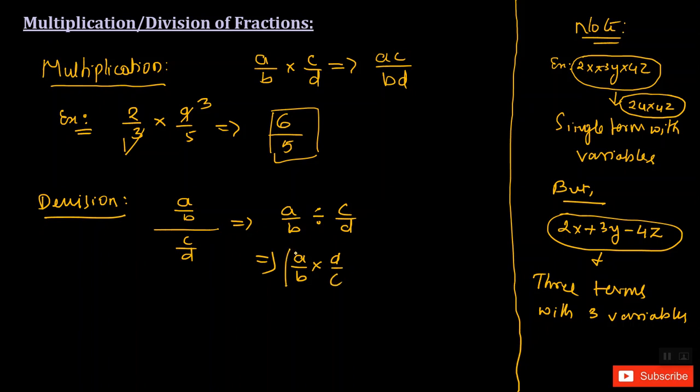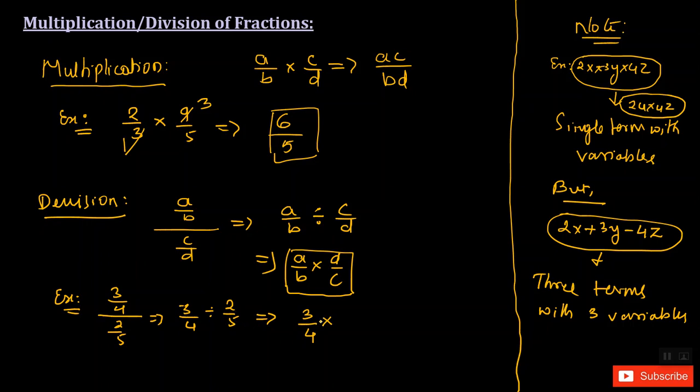Then follow the multiplication rule. Multiply numerator with numerator, or before that you can simplify and then multiply. All right, let me take one example to demonstrate. Let's take 3 by 4 divided by 2 by 5. This can also be written as 3 by 4 divided with 2 by 5. As I told, keep the first term as it is, 3 by 4. The division can be converted into multiplication by flipping the second term. So 2 by 5, now I can write it as 5 by 2, isn't it?